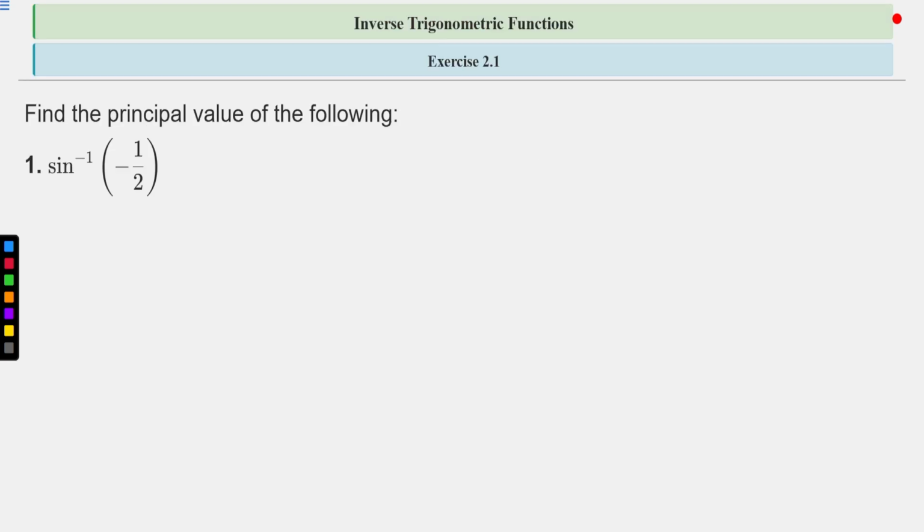So let us start with question number 1 of exercise 2.1. If you have any doubt while I solve this question, you can ask in the comment section or in the chat box, right? The question says find the principal value of the following. Question number 1 is sine inverse negative 1 by 2, right? We basically have to find the principal value of sine inverse minus 1 by 2, right?